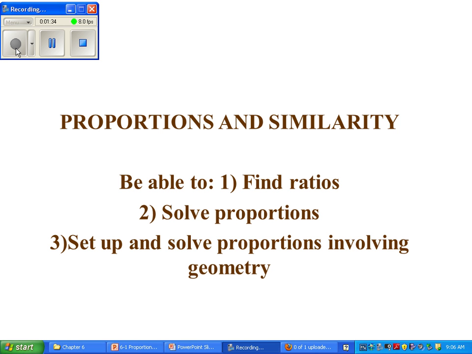Somebody last block said, "Well, why are we doing the easy stuff now and we did the hard stuff before?" Well, because of what we're going to do with it, you had to know things about triangles and different things before you could actually do this. So we're going to be able to find ratios, set up ratios, solve proportions, and set up and solve proportions using the geometry stuff that we've been doing.